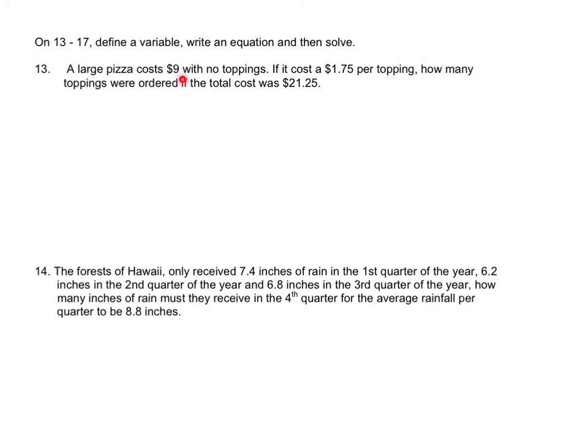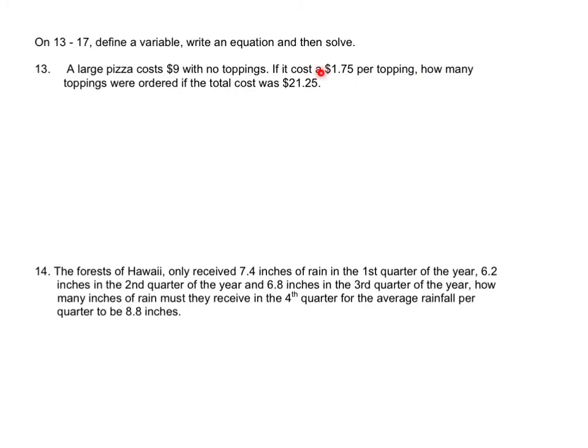Now, what is changing is the amount of toppings that we put on this pizza. And the cost for each of those toppings is $1.75. So it says $1.75 per topping. So this is what's changing here. So this is what's varying. So we're going to use a variable here.